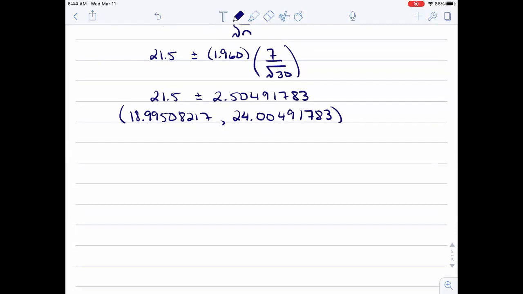Roughly, if we go to one decimal place, it won't make a difference, because it's going to round to whole numbers. But here, we can go to 19.0 to 24.0, rounding to one decimal place. Or just no decimal places, but in this case, it doesn't matter. I'll tell you how many decimal places to round to. Okay.